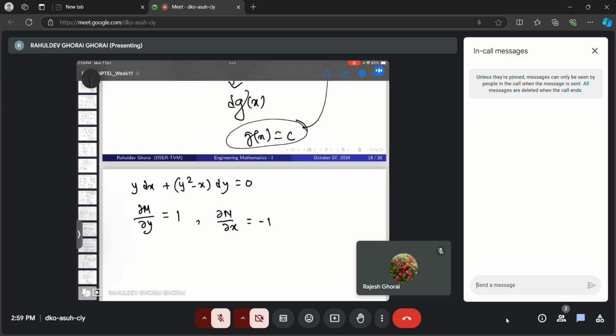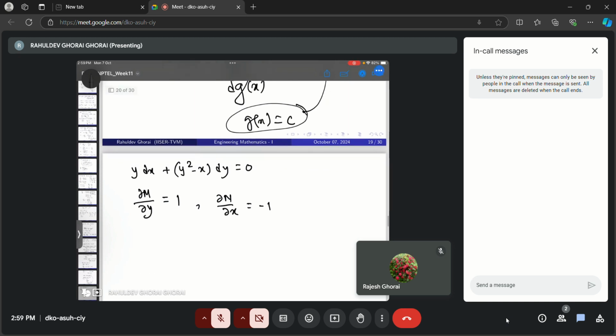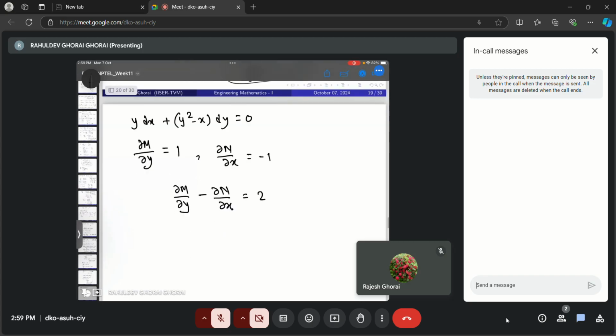So how will we make this one exact? One way is you take the difference between del M del y and del N del x, that will be 2, right? And you multiply by 1 over N, that is 1 over N times del M del y minus del N del x. If this is only a function of x, fine. But in this case N is y square minus x, so it is 2 over y square minus x. So it is not only a function of x, so you cannot do it this way.